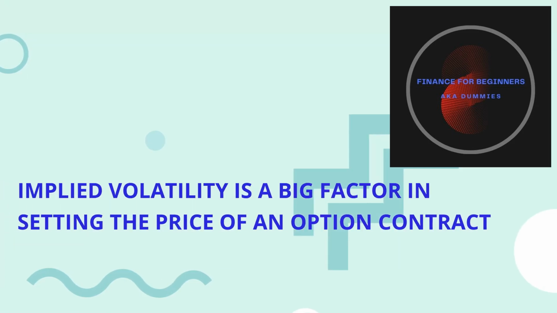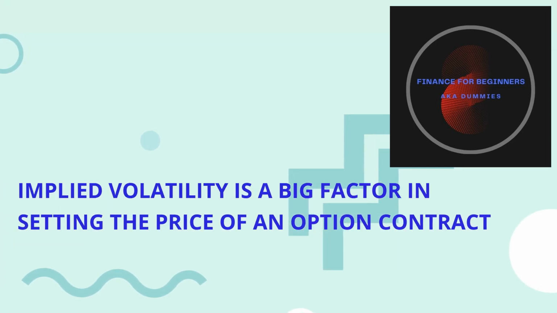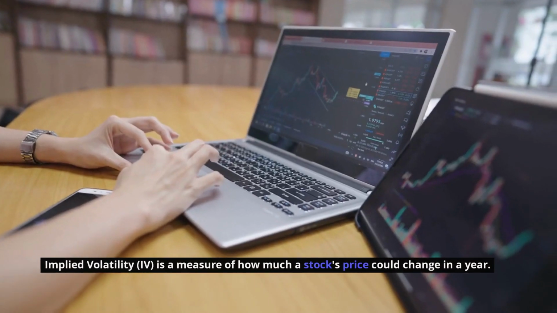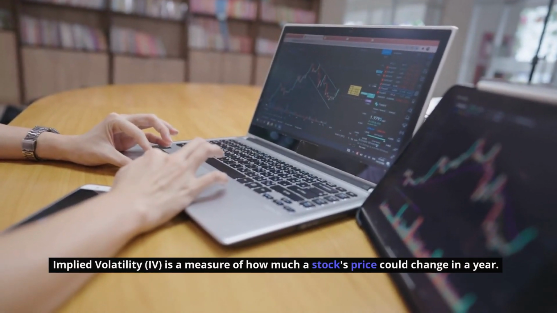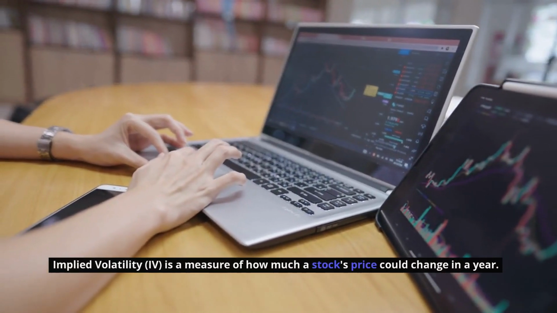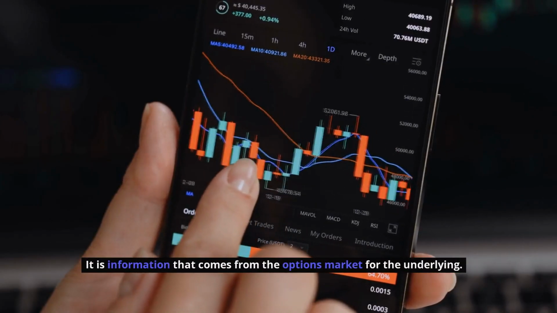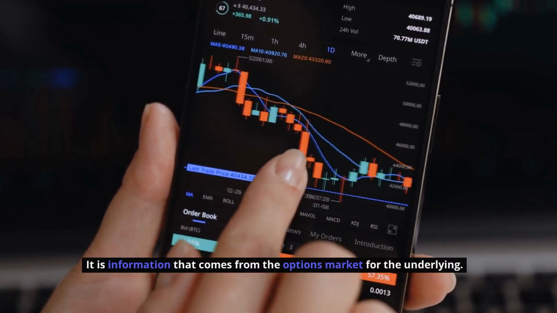Implied volatility is a big factor in setting the price of an option contract. Implied volatility, IV, is a measure of how much a stock's price could change in a year. It is information that comes from the options market for the underlying.